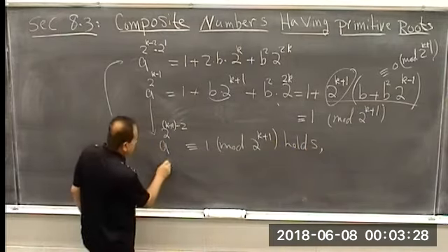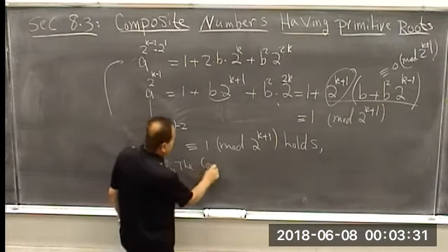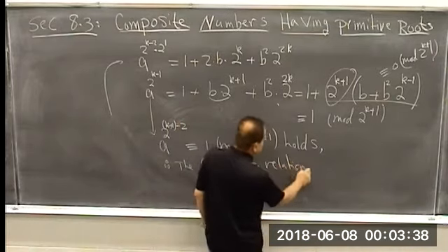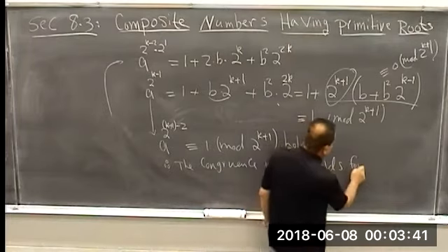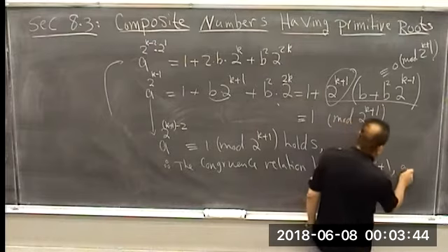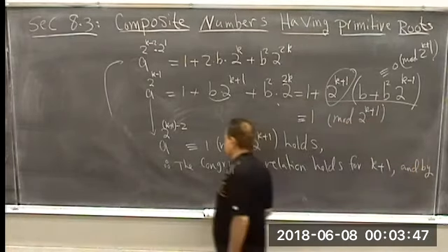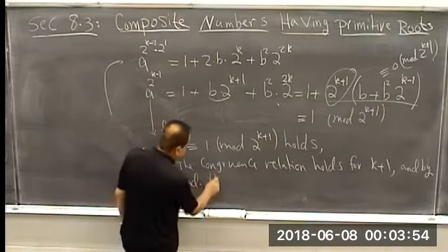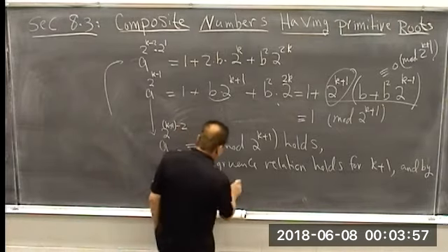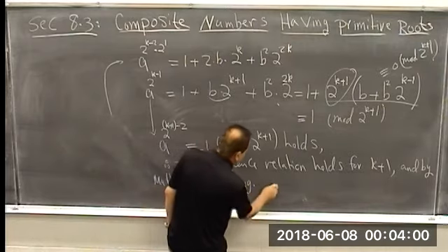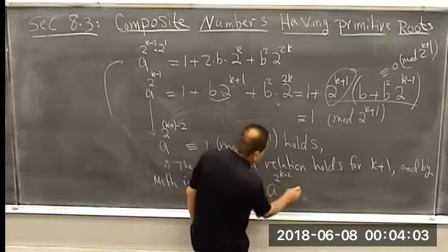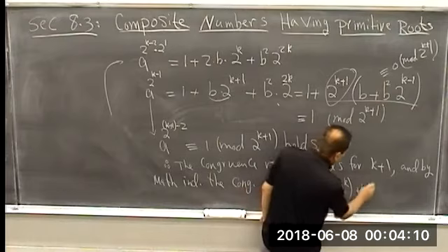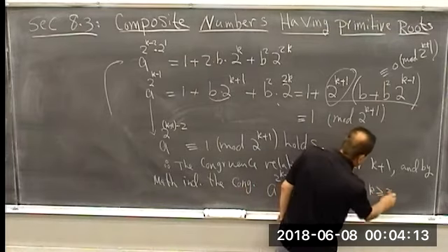So therefore, the statement, the congruence relation, holds for k plus 1, and by math induction, the statement, the congruence, which is a to the power 2 to the k minus 2, is congruent to 1 mod 2 to the k for all k bigger than or equal to 6.